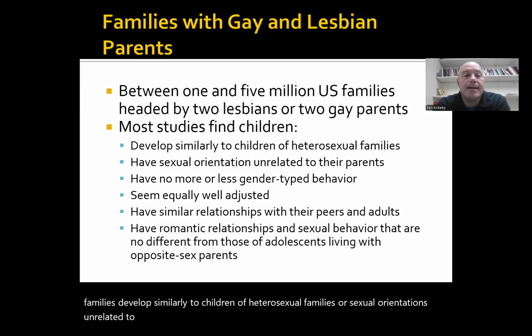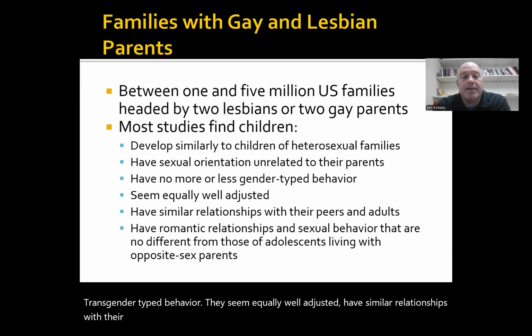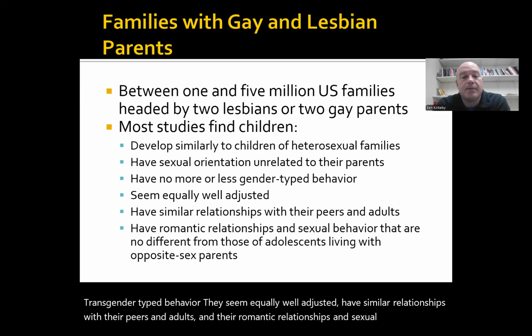They have no more or less gender typed behavior. They seem equally well adjusted, have similar relationships with their peers and adults, and their romantic relationships and sexual behaviors are no different from those of adolescents living with opposite sex parents.